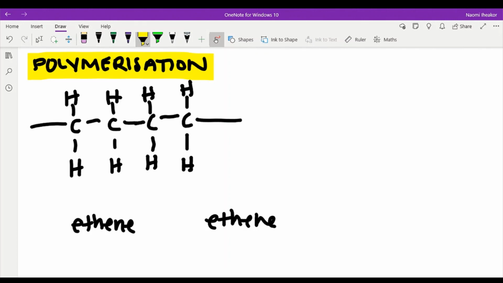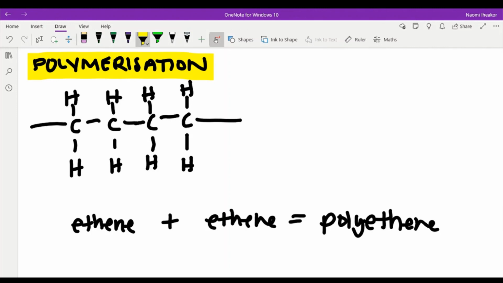And so when you go to name this, you might be tempted to say 1, 2, 3, 4. Oh, this is butane. But we need to understand that because we started off with 2 ethene molecules, what this is going to be called is polyethene. And essentially you can react a bunch of ethenes together. You might react not just 2 ethenes together, you might add 3 ethenes together, or 4 ethenes, or 5 ethenes, or 6. They will all still be called polyethene because it's simply a polymer made up of ethene monomers.